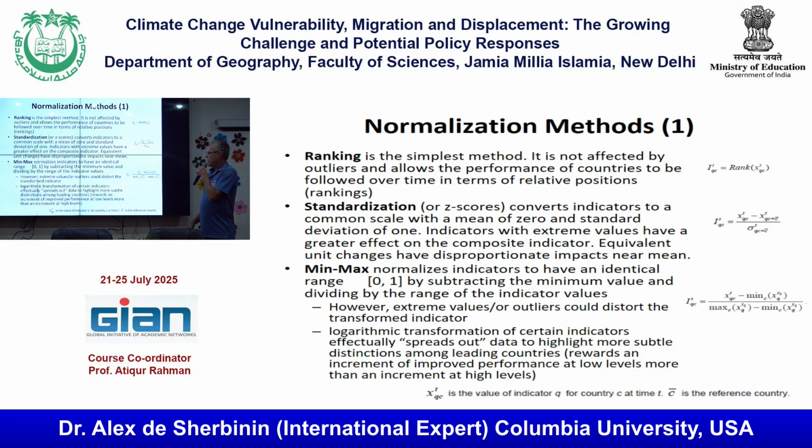Min-max is the one that we're probably going to focus on the most for this particular portion, and that's basically a transformation on a 0 to 1 or 0 to 100 score. One of the things that's often important in min-max transformation is to do a logarithmic transformation first. And that means that extreme values are less likely to affect your overall component index scores.